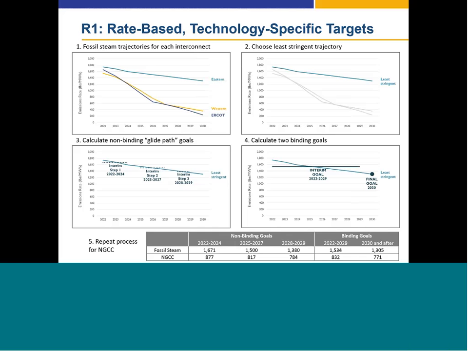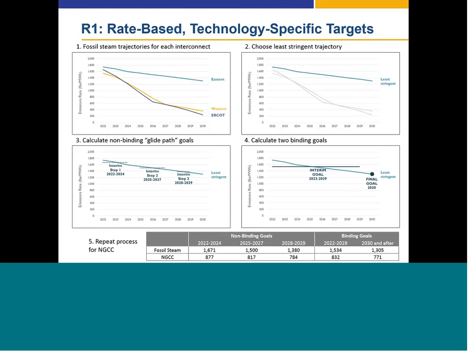We take those least stringent emission rates developed in that way, and first there are some non-binding glide path goals. These are for states to use to make sure they're on target to get to the actual binding compliance goals. There are 3 of them for a few years each. States don't have to comply with these. They can make up their own compliance goals as long as the goals are consistent with complying with the actual binding requirements.